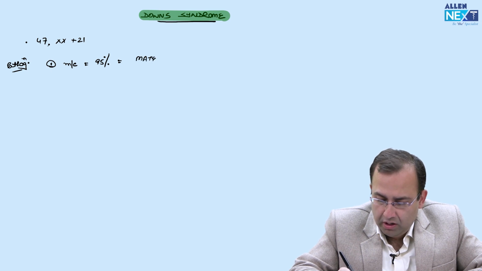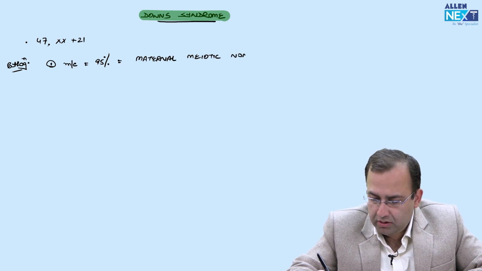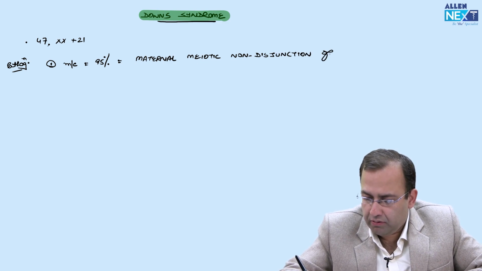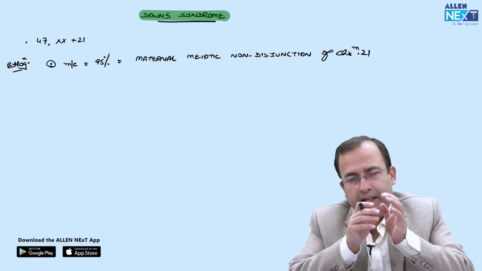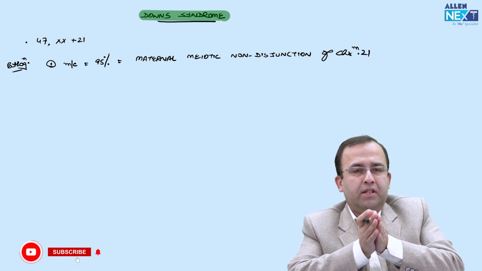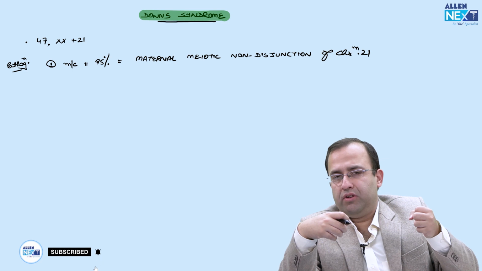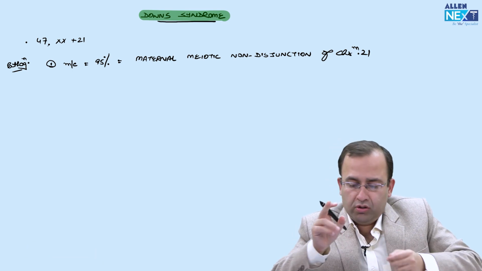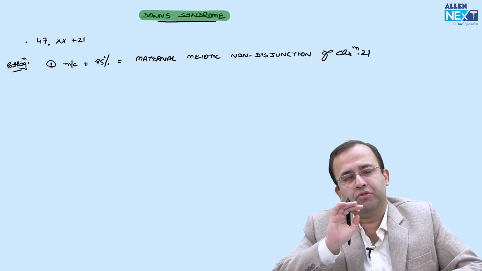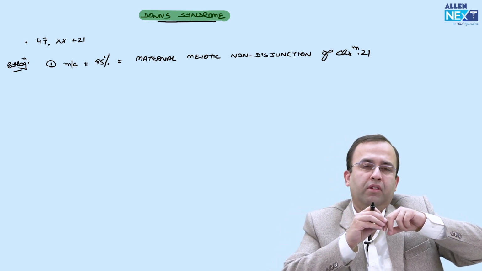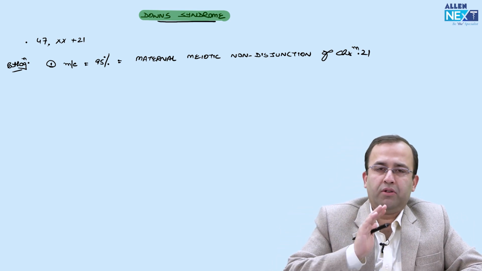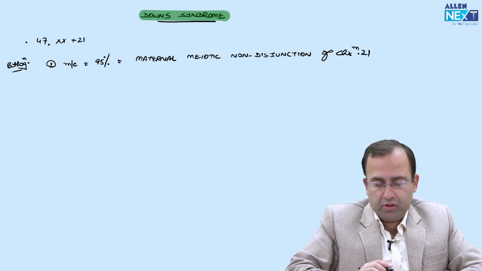This occurs due to maternal meiotic non-disjunction of chromosome 21. In the mother, during meiosis, the chromosomes should have separated, but chromosome 21 did not separate. So both chromosome 21 of the mother came, and one of the father came, making this trisomy 21 or Downs.